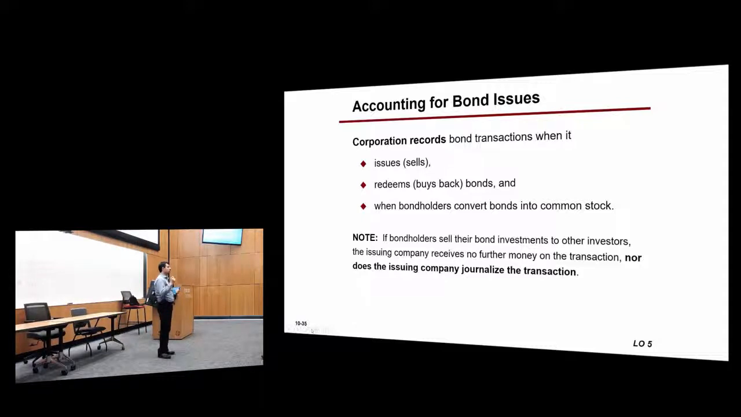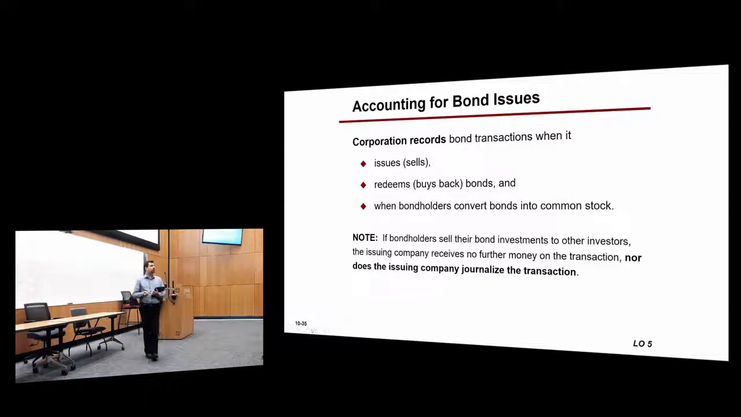Remember, we said that there are convertible bonds that can be converted into common stock. Those are the three cases when the company actually makes an entry. When the bond owners sell it to another bond owner on the market, the company is not concerned. The company does not care who owns the bonds. They only care about that because they need to know where to send interest. But they don't make any journal entry.